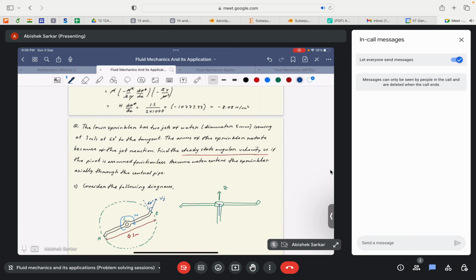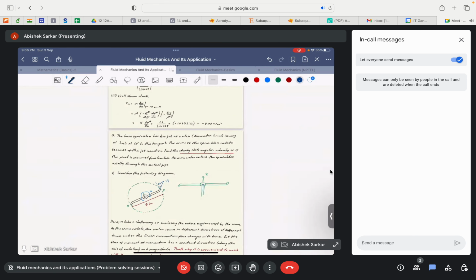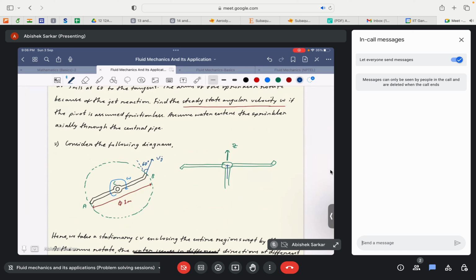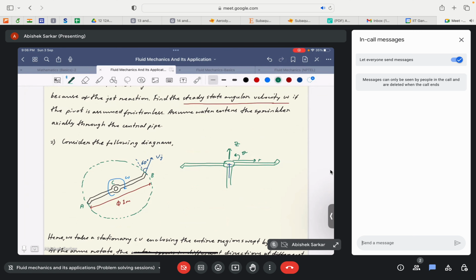It enters the sprinkler along the z direction. Since the geometry tells us that the ideal choice of coordinate system would be the cylindrical coordinate system, we will be dealing with r and theta. Okay, so this is the geometry we have. The diameter of the sprinkler is given as 1 meter, and it's rotating with an angular velocity omega. So we are asked to find the value of this omega.